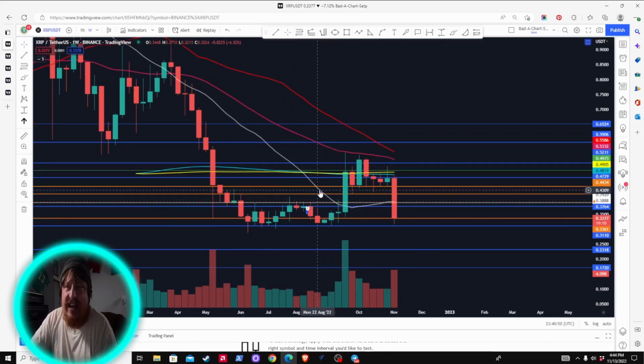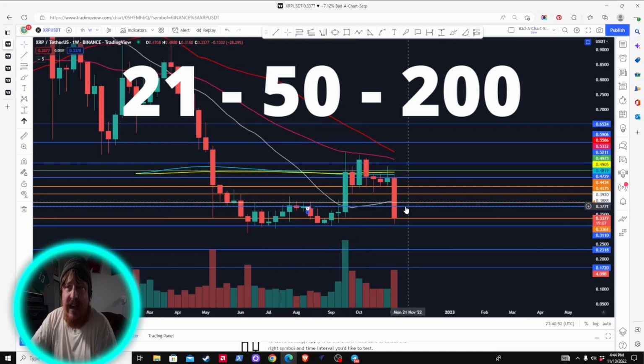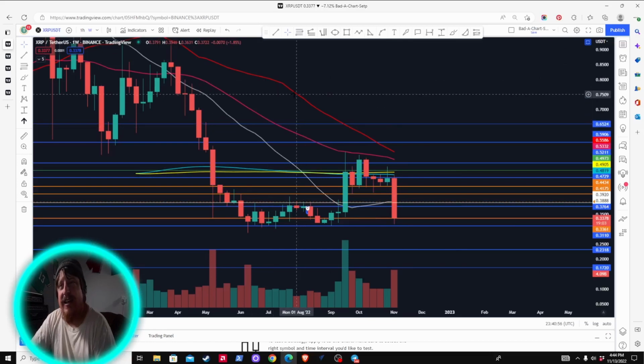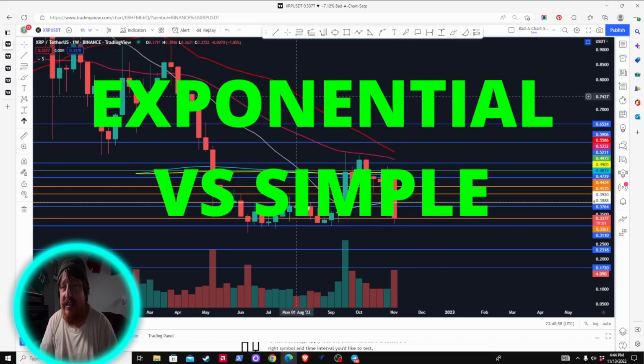So the main ones that I use are the 21, which for me is white. I use the 50s, and I use the 200s. Now, when I say 50s and 200s, it's because there are EMAs and SMAs, and there's a handful of traders that say the EMAs, which is exponential moving averages, are better to use, and some say that the simple moving averages are better to use. You can decide that for yourself. I put more weight on the simple moving averages.